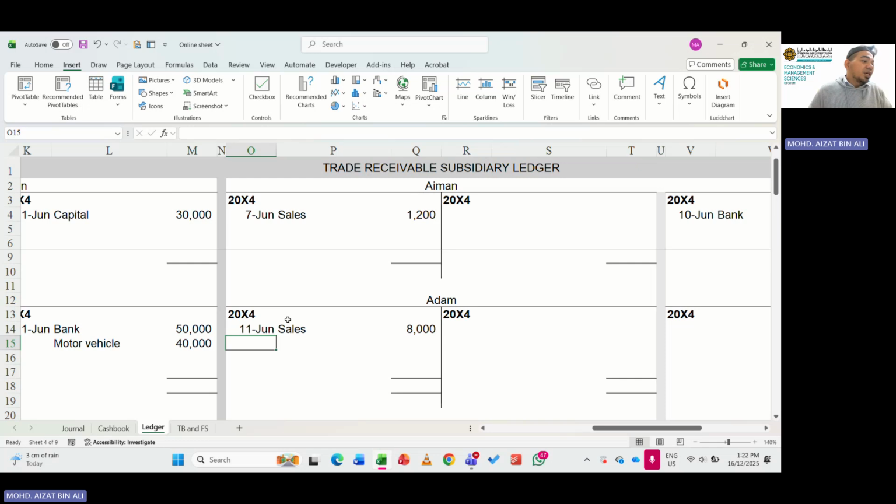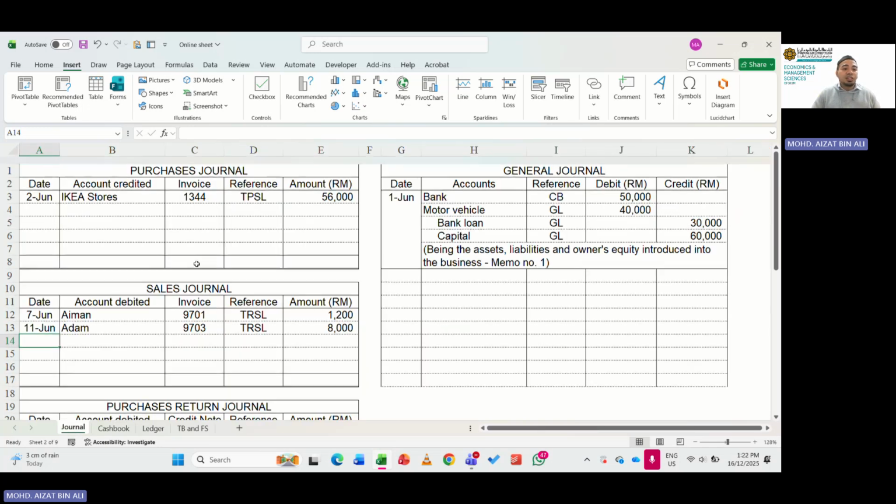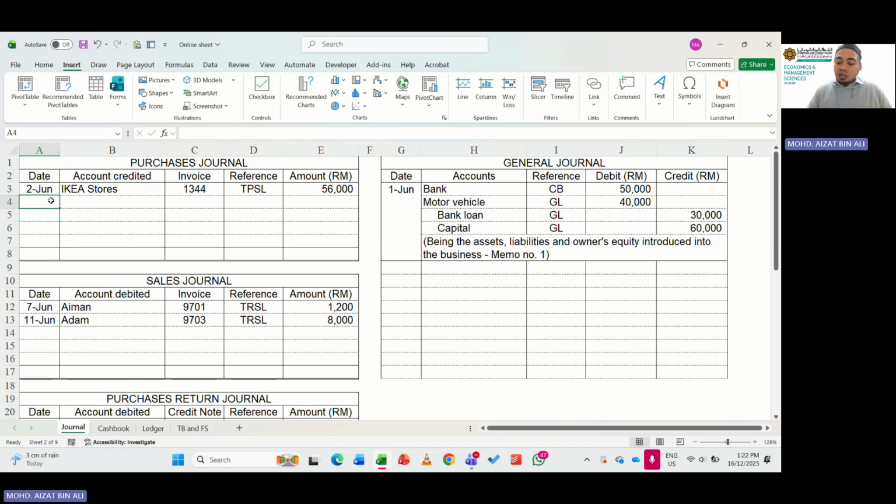Next, 12 June. Purchase another furniture for sale from IKEA on credit, 15,000 ringgit. Receive invoice number I356. Because we receive an invoice, it means that it is a credit purchase. So we have to record this in the purchases journal. 12 June. Still IKEA, is it? Yeah, IKEA, same supplier.